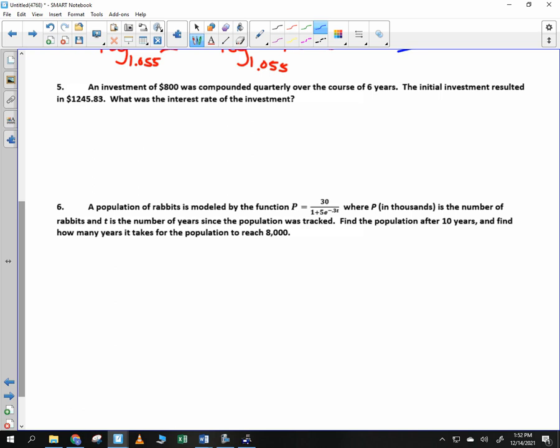All right, an investment of $800 was compounded quarterly over the course of 6 years. The initial investment reached $1,245.83. What was the interest rate of the investment? What am I trying to solve for in this problem? R.